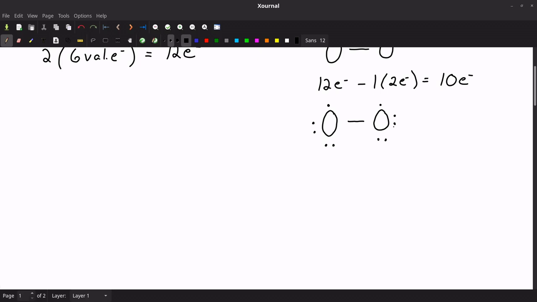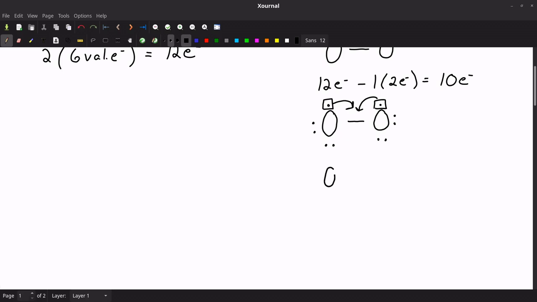Now that we've done that, we need to look at the octet here. So from this oxygen's perspective, he gets 1, 2, 3, 4, 5, 6, 7. From this oxygen's perspective, it's the same as this one, 1, 2, 3, 4, 5, 6, 7. So each of them wants to have one more electron. I think the easiest way to conceptualize this is a little bit different than some of our previous examples. I'm going to imagine this one electron comes down and this one electron comes down. So each of them is sharing one of their electrons with the other one.